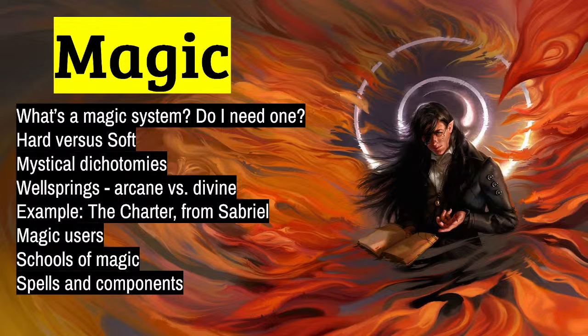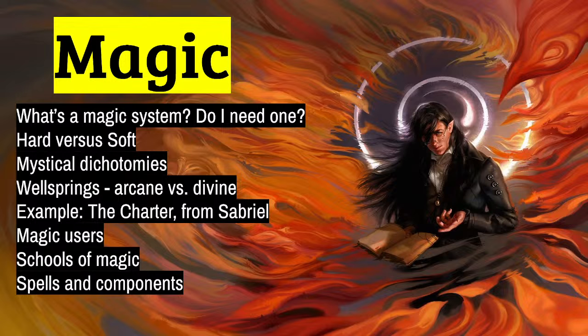Or sometimes it can be like techno versus natural. That's another common dichotomy we see, where this magic affects plants and organics, and this magic can only draw from or affect inorganic things like metal or machines or buildings.